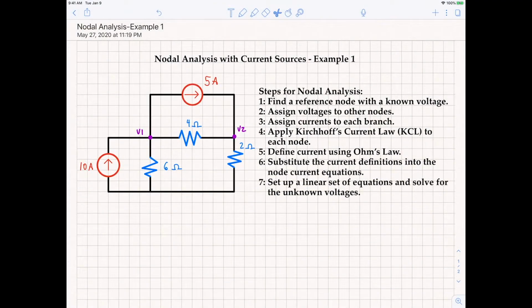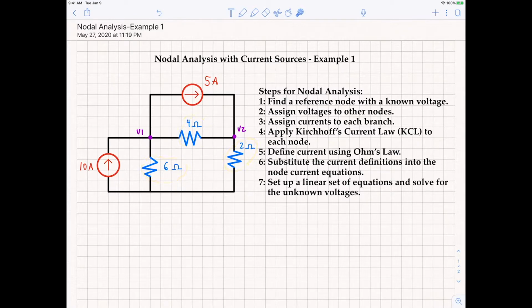Here is an example of how we use nodal analysis to solve a circuit such as this. Remember that the nodal analysis method is specifically useful for circuits with current sources, like the circuit you see before you. Here we have a 10 amp source, a 5 amp source, and 3 resistors.